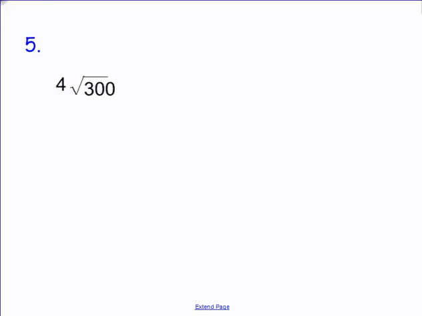If I already have a number outside the radical, I'm going to approach it the same way. I'm going to break up 300. So I'm going to go 3 times 10. So 3 times 100, sorry.